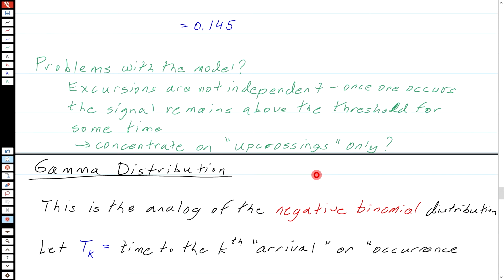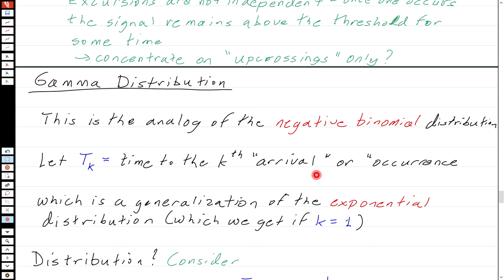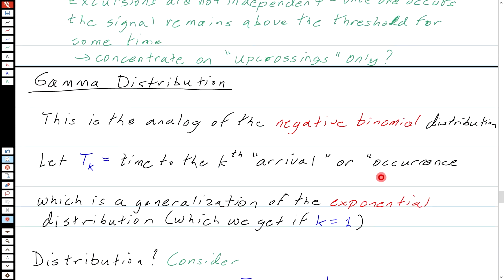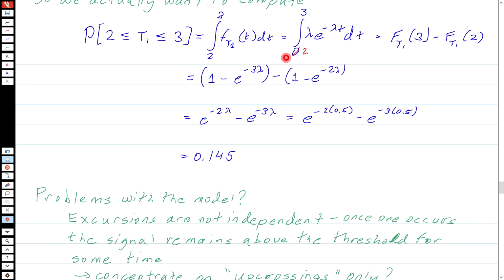The third distribution that we looked at in the binomial family was the negative binomial, which measured the number of trials till the kth success. When time became continuous, so every instant became a trial, we're now measuring time to the kth arrival. So we're going to define T_k to be the time to the kth arrival. Now this is continuous because time is continuous. As I mentioned, this is the analog of the negative binomial distribution, and again, it's a generalization of the exponential distribution. If I let k equal 1, then I get back to the exponential distribution that we were talking about up here.